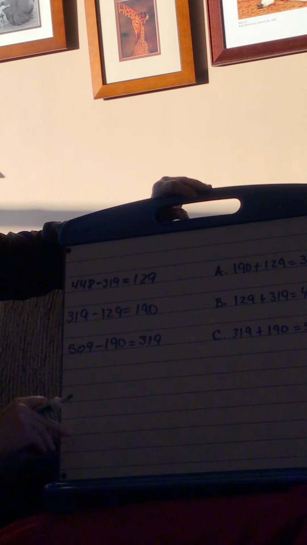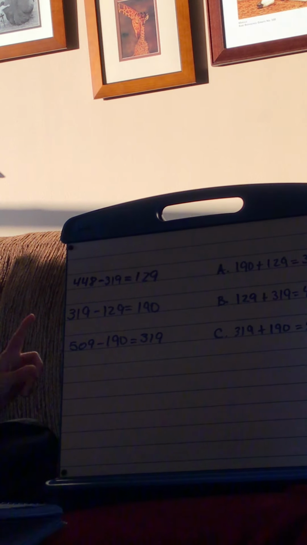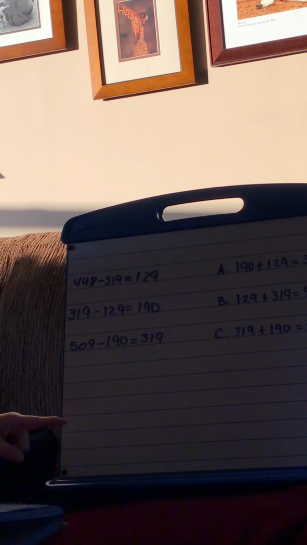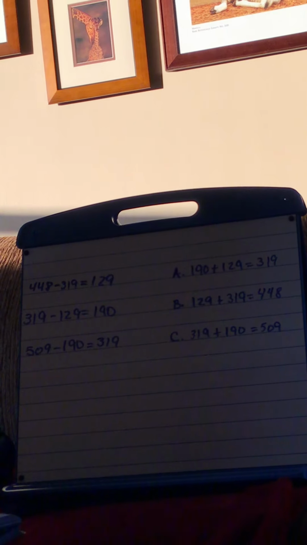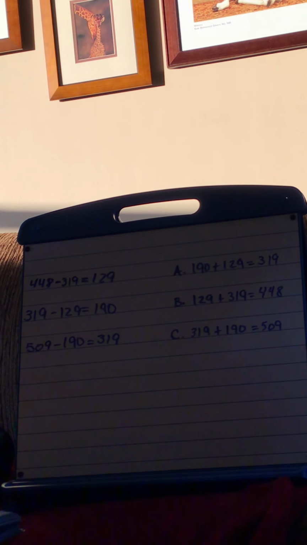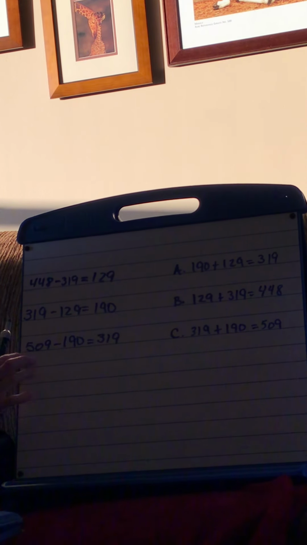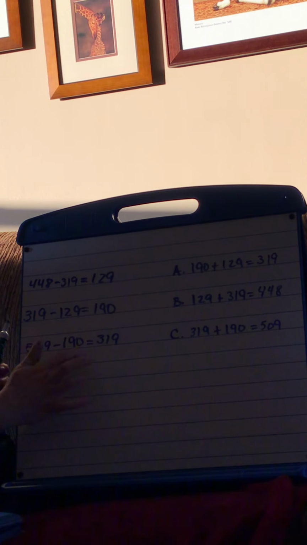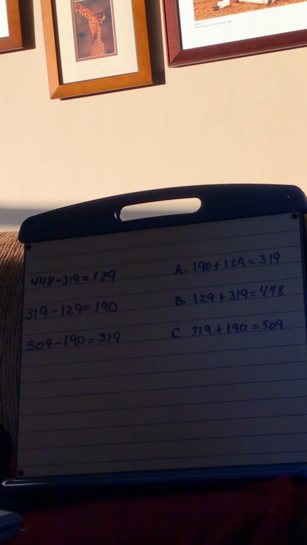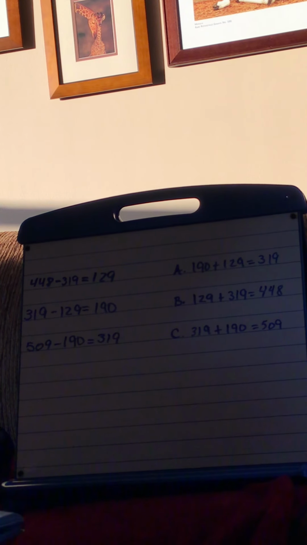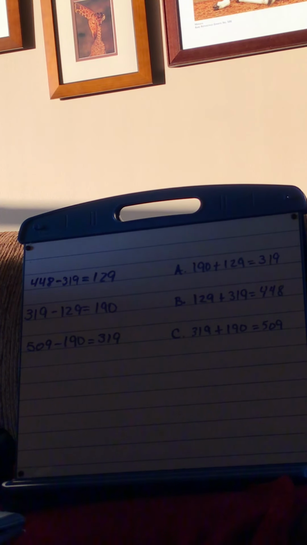Now if we go back to the front page of our assignment, we have something like this where it says match the subtraction problem to the addition problem that you can use to check it. Now, we don't have to solve anything because they actually solved it for us. They had 448 minus 319 equals 129. 319 minus 129 equals 190. And 509 minus 190 equals 319. So they solved it for us. Now we just would have to match it to what addition equation we would use to help us check.